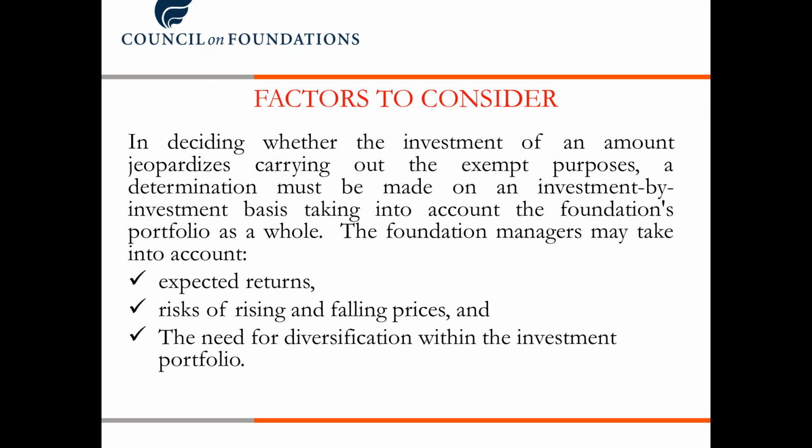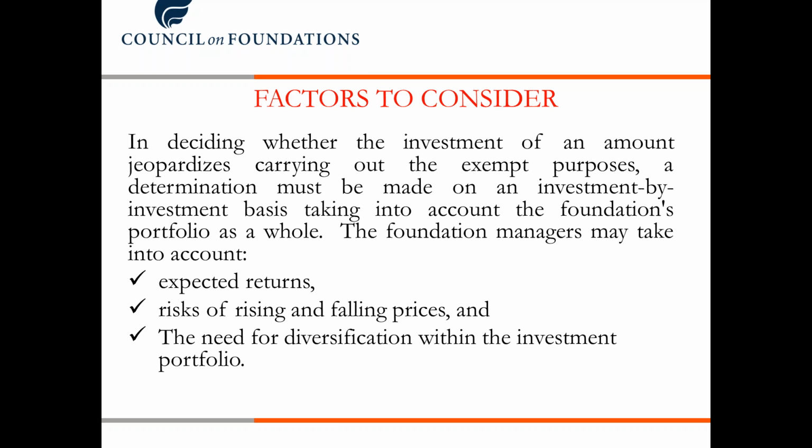So here we've got some more factors to consider in deciding whether the investment of the amount jeopardizes your exempt purpose. You have to look at this investment by investment. I know investment managers like to talk about the entire portfolio and balancing the portfolio, but for purposes of this section, you do look at each investment, and the penalty tax is assessed on that amount that you've invested in the jeopardy investment. So you are looking at individual investments. But with that said, you are taking into account the foundation's portfolio as a whole. So we know that diversification requires a variety of investment strategies, from risky to super safe. And so looking at your portfolio as a whole, you may decide that you don't have enough risk and you are looking for something that may be a little bit more risky. So based on the portfolio as a whole, that may be a very reasonable decision.